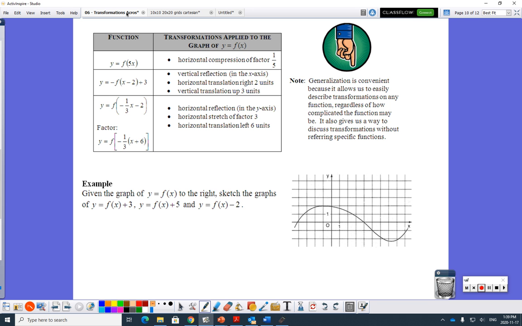I'll give you time to copy those down. This example you don't have to copy down. This next example, this graph example, because they do it for you on the next page.